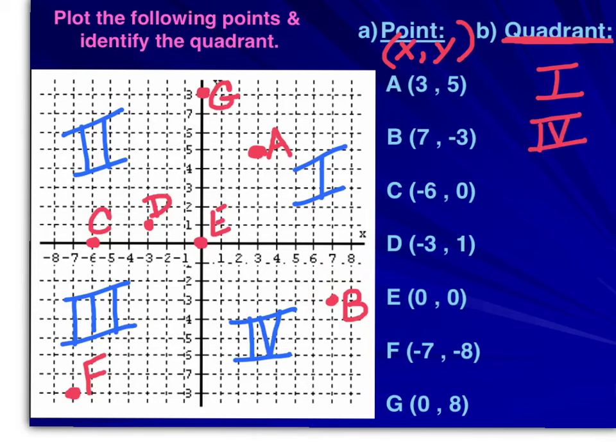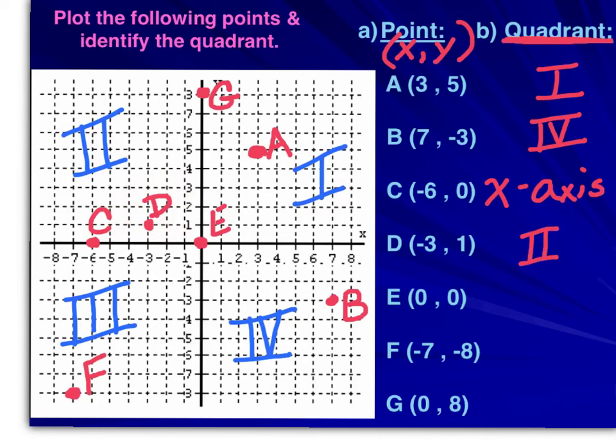Now point C we have to talk about a little bit. Point C is right here. It's actually in between quadrant 2 and quadrant 3. It's not in either one. It's on this line that separates them, the x-axis. So it's not located in quadrant 2 or quadrant 3. What we're going to say here is that it's on the x-axis. Okay. Point D is located right here. That's in quadrant 2.